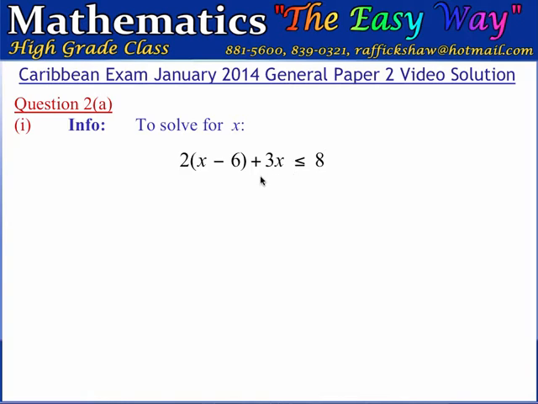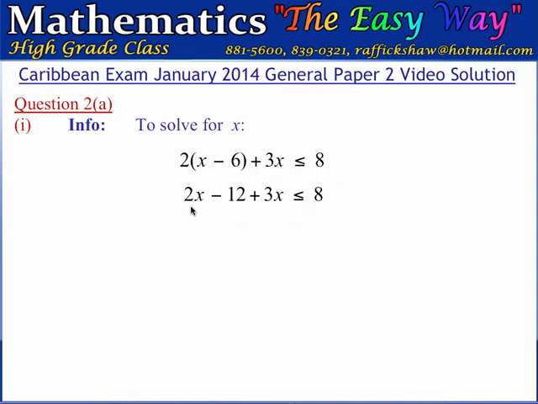Let's proceed. Now firstly, we're going to expand this bracketed term to break the x out of this bracket. So we're going to expand the bracketed term by multiplying the 2 by the x and then multiplying the 2 by the negative 6. And when we do that, we end up with 2x minus 12 plus 3x less than or equal to 8. That is 2 times x is 2x, 2 times negative 6 is negative 12, the plus 3x comes back here, less than or equal to comes back here, and we have 8 on this side.